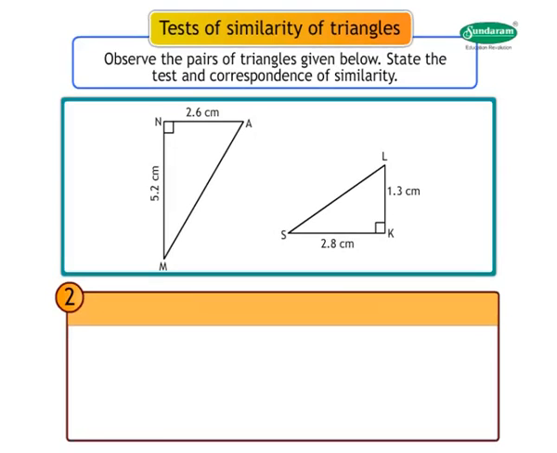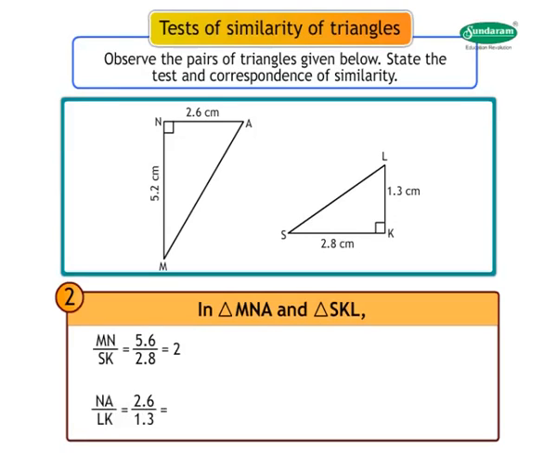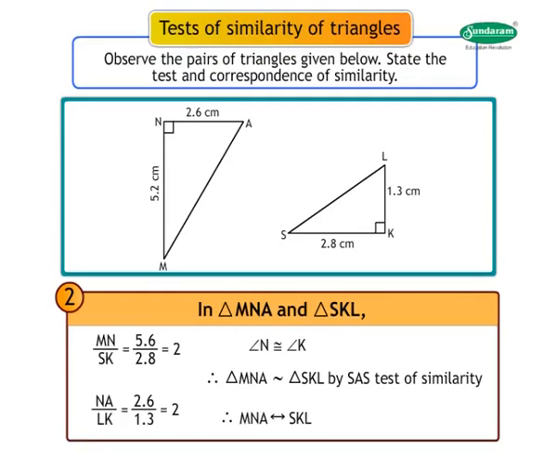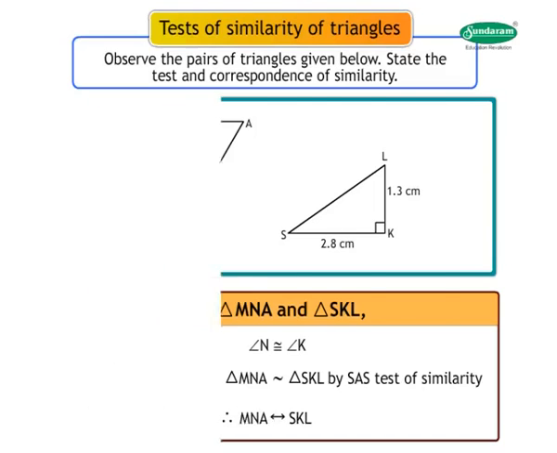Number 2. In triangle MNA and triangle SKL, side MN upon side SK is equal to 5.6 upon 2.8, which is equal to 2. Side NA upon side LK is equal to 2.6 upon 1.3, which is equal to 2. Angle N is congruent to angle K. Therefore, triangle MNA is similar to triangle SKL by SAS test of similarity. Therefore, MNA corresponds to SKL.